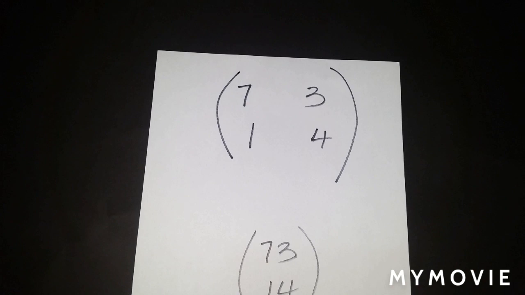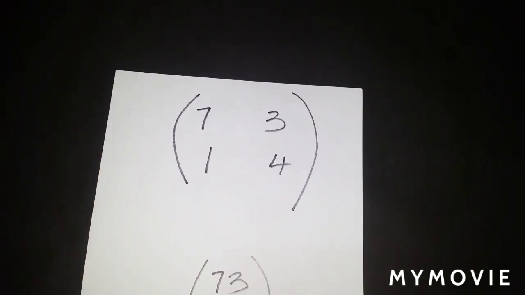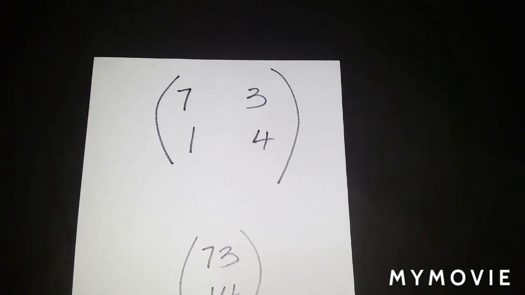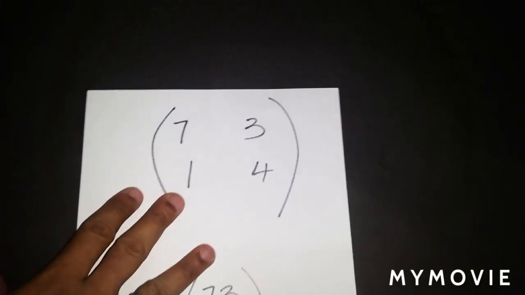Now, an order of a matrix refers to the number of rows and number of columns a matrix has. The order of a matrix refers to the number of rows and number of columns a matrix has. Now, the number of rows always comes first.